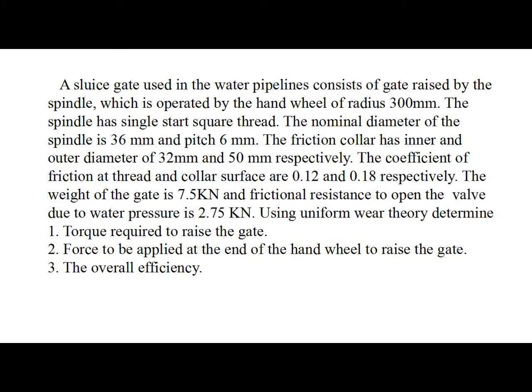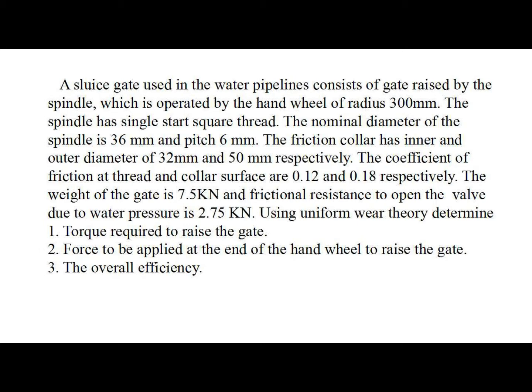A sluice gate used in water pipelines consists of a gate raised by the spindle, which is operated by the hand wheel of radius 300 mm. The spindle has single start square threads. The nominal diameter of the spindle is 36 mm and pitch is 6 mm.